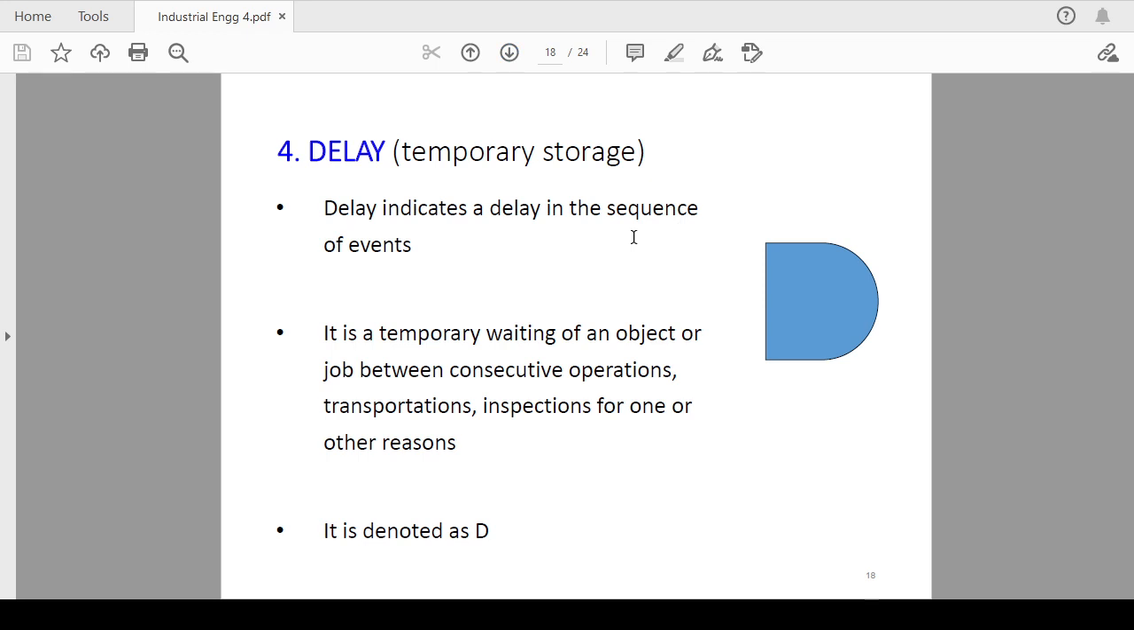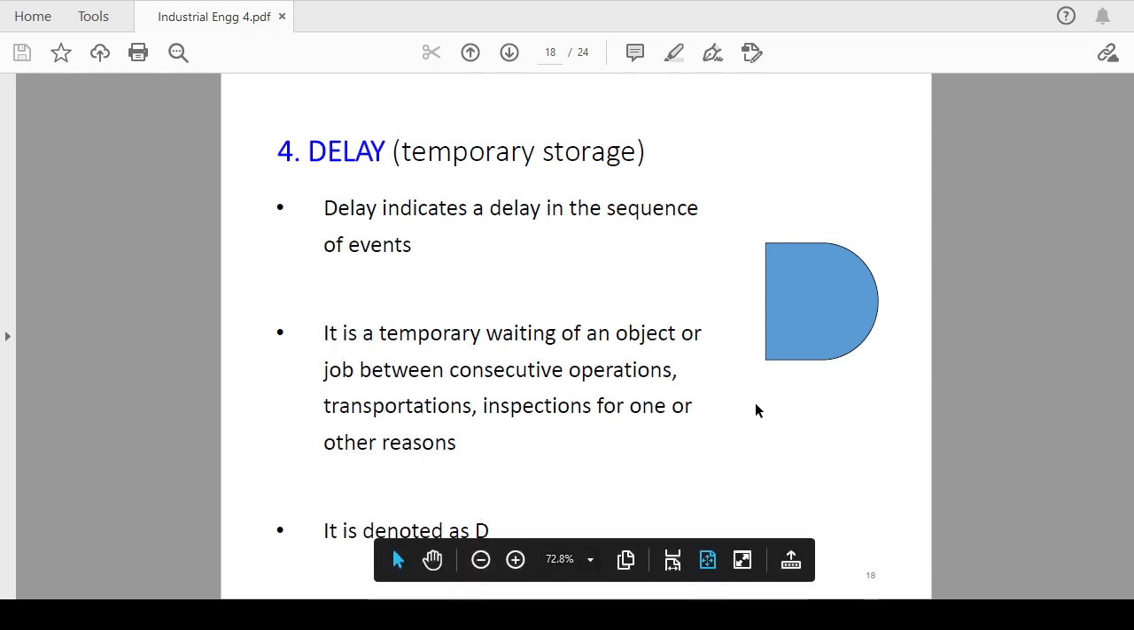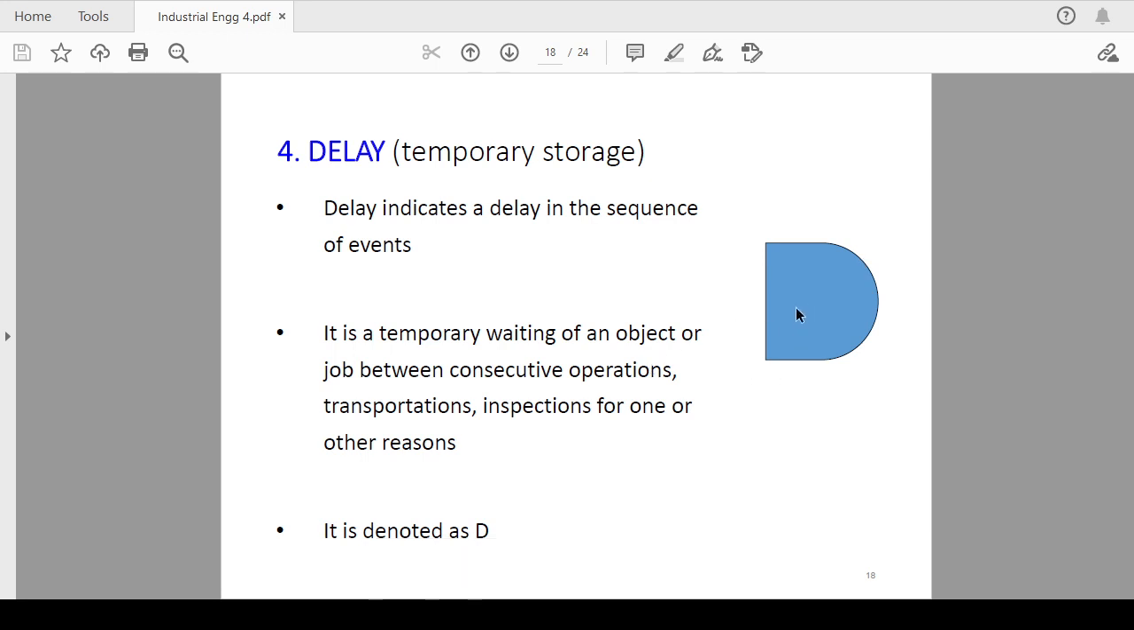Whatever the sequence has been delayed, or any operation has been delayed, or it has been temporarily waiting of an object or job between the consecutive operations, transportation, inspection from one or other region. So that will be called as temporary storage or delay, and it will be represented by a D, big D in blank, okay. Should not be any color inside. So that is represented by delay, means D will be representing the delay.